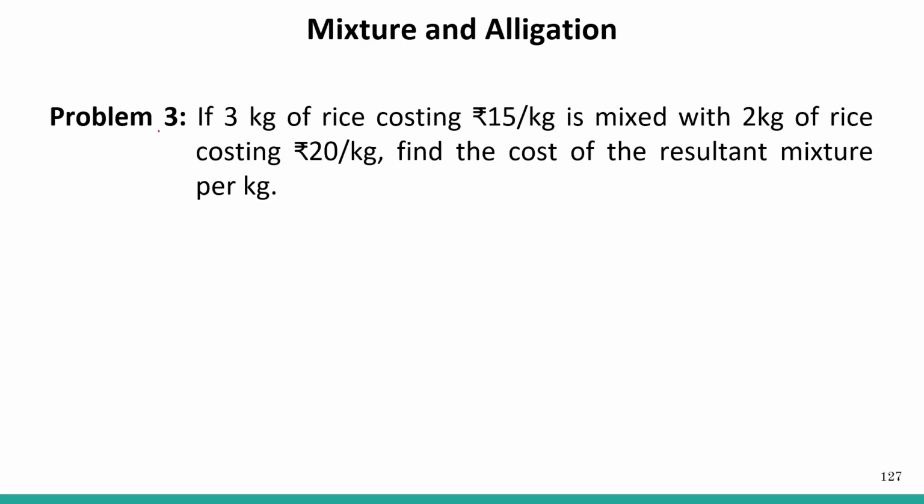Okay. Let's go forward with problem number 3. So 3 kg of rice costing 15 per kg is mixed with 2 kg of rice costing 20 per kg, then find the cost of the resultant mixture per kg. Okay, so we have two kinds of rice. Let rice 1 be R1 and R2. R1 costs 15 per kg, and we have 3 kg. So total cost will be 15 into 3, which is equal to 45.